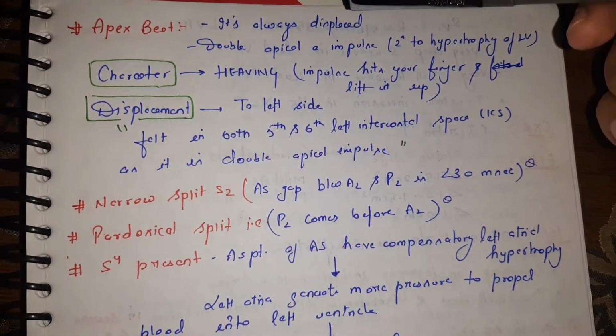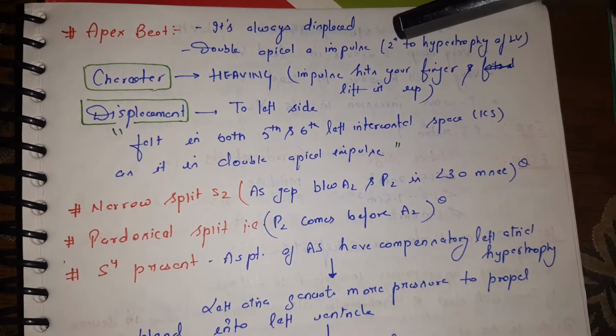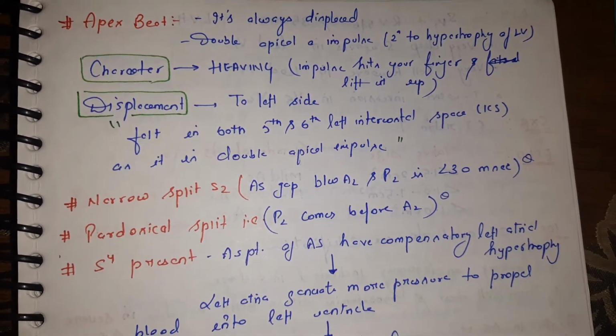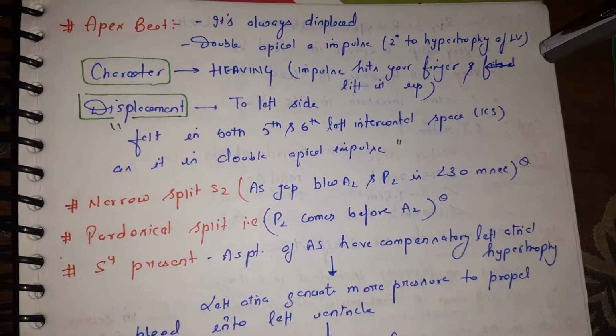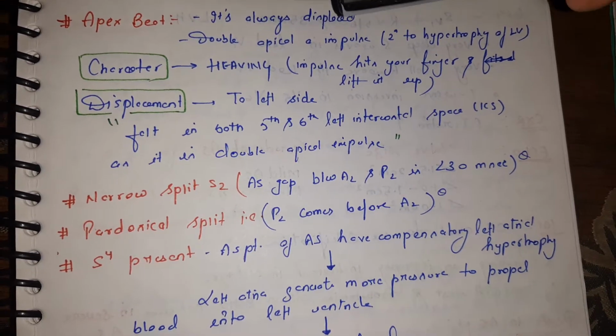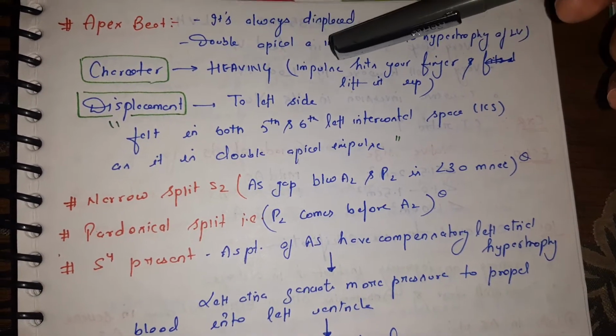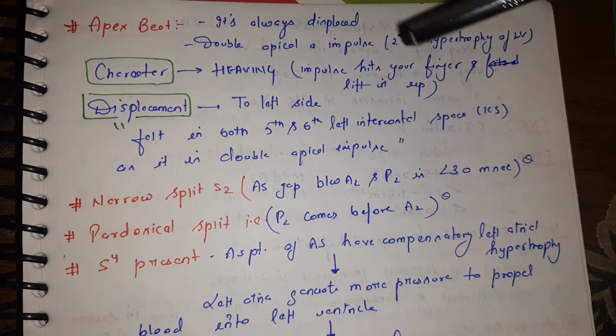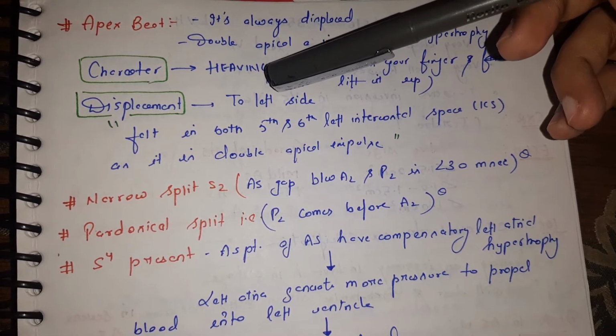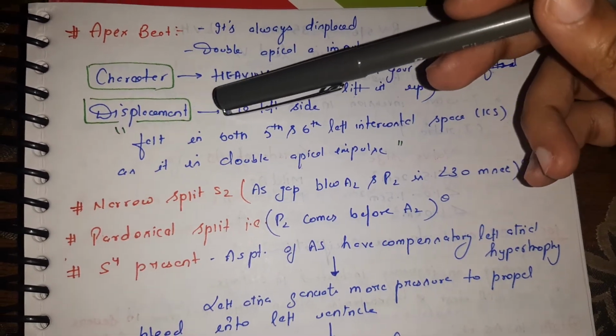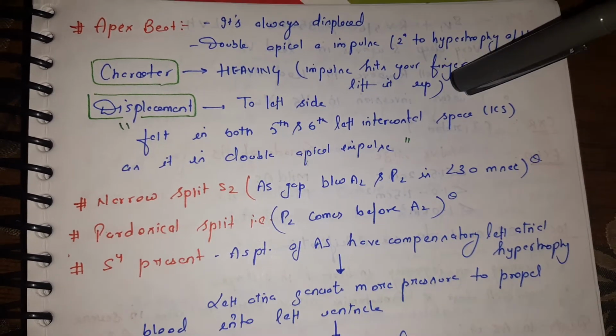So let's see apex beat. The apex beat will be heaving, due to secondary hypertrophy of the left ventricle. Heaving means the impulse hits your finger and lifts it up. Displacement will be there, that is, it is felt in both the 5th and 6th intercostal spaces.